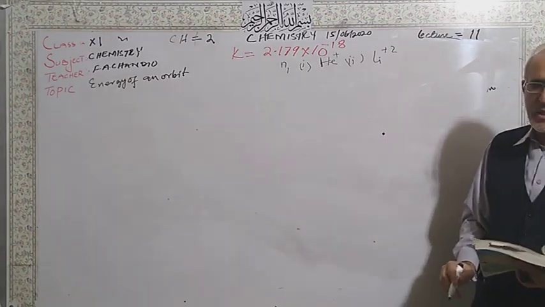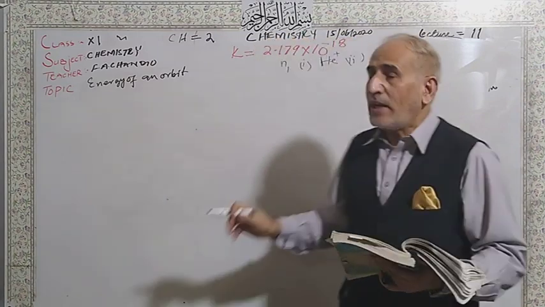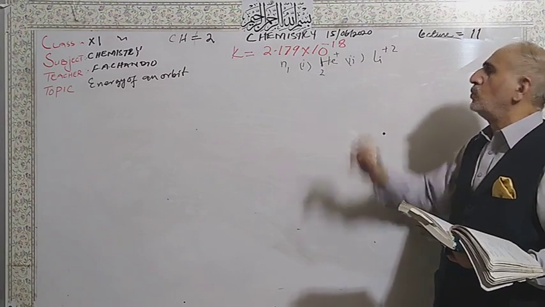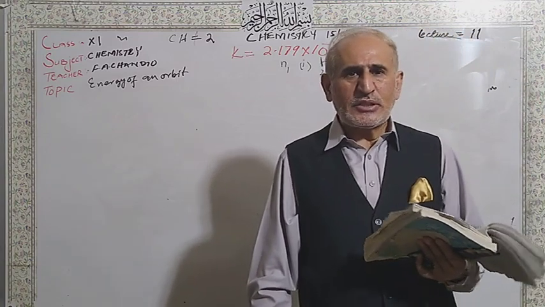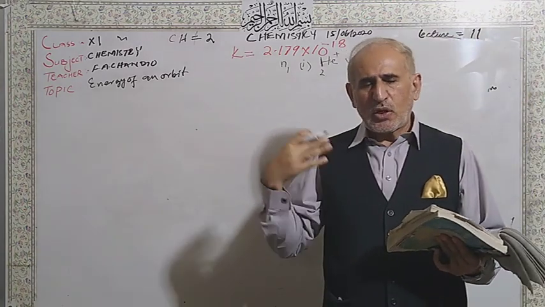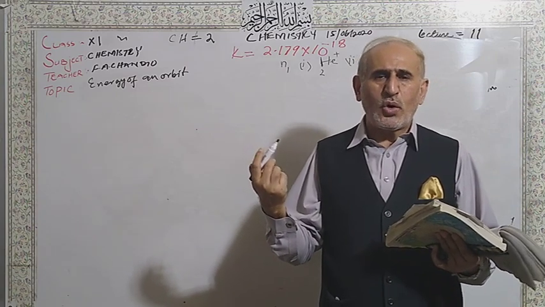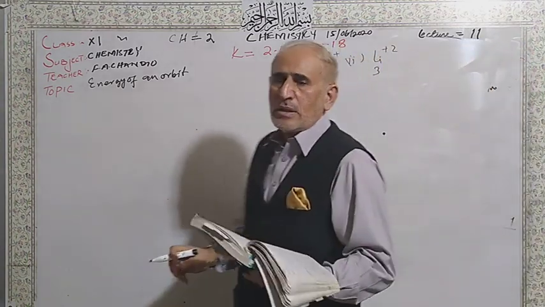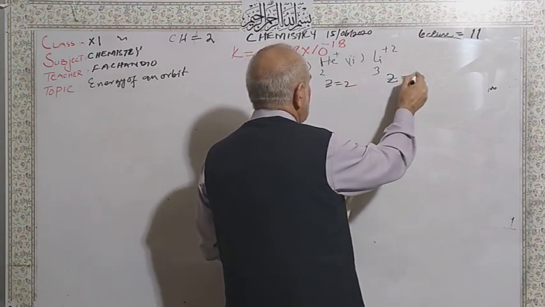Mono electronic system. Helium has 2 electrons, atomic number is 2. So when one is lost, there is only one, but the atomic number is 2. Atomic number is not changed. Number of protons not changed. Lithium, atomic number 3. When it loses 2 electrons, it becomes a mono electronic system, but its atomic number remains the same, 3. So in this case, Z is equal to 2. In this case, Z is equal to 3.